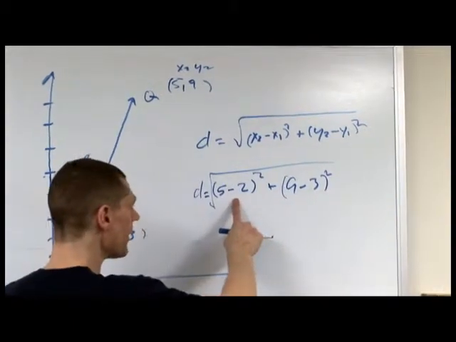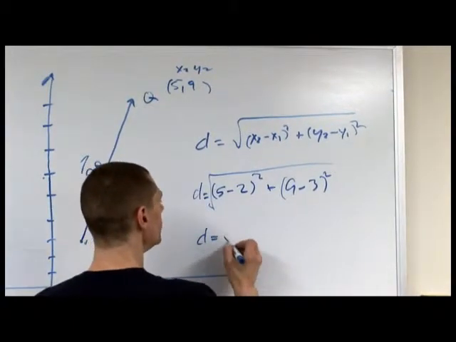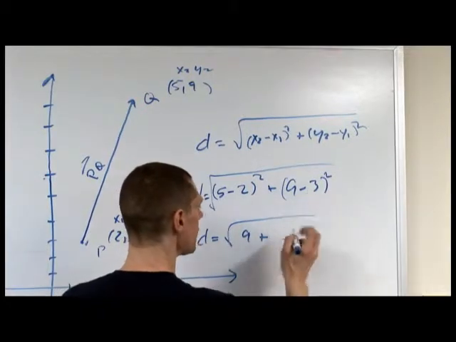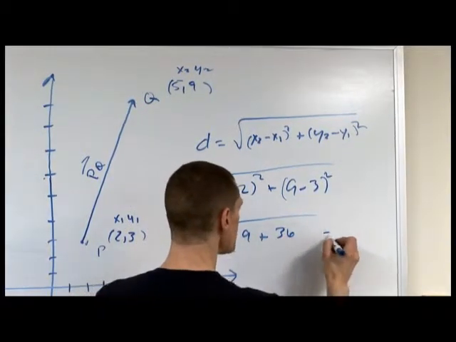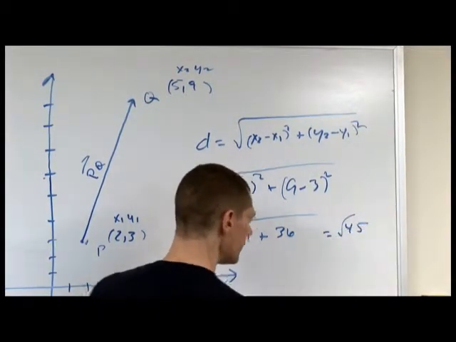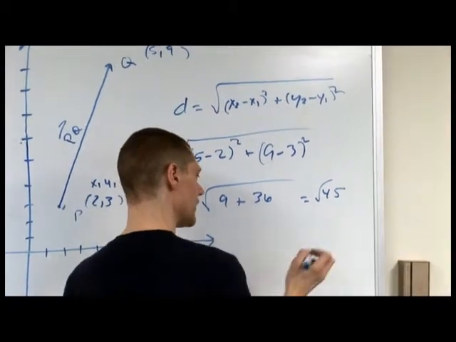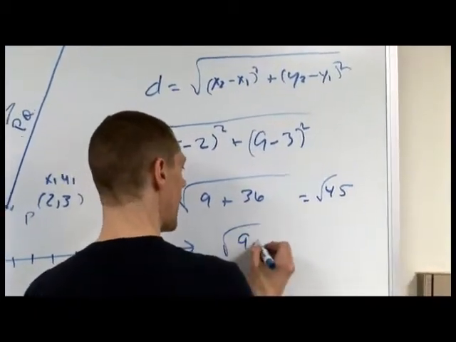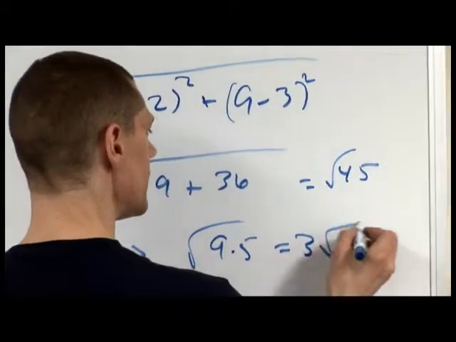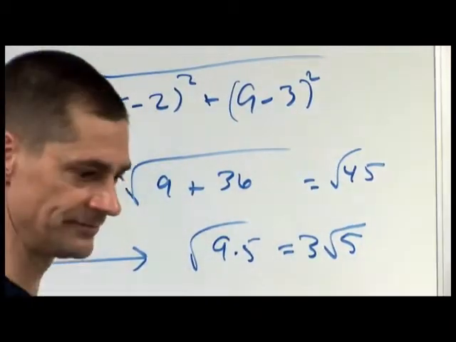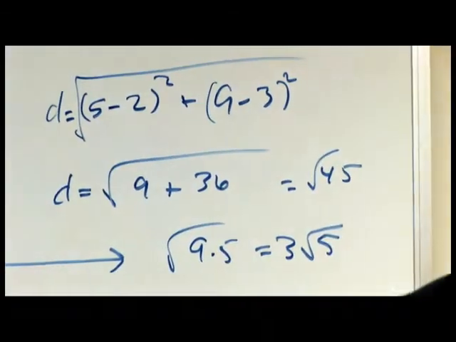This is 3 squared, which is 9, plus 6 squared, which is 36. This is the square root of 45 on a good day. It would be bad if you left it like this, because this is the square root of 9 times 5, which is 3 times the square root of 5.